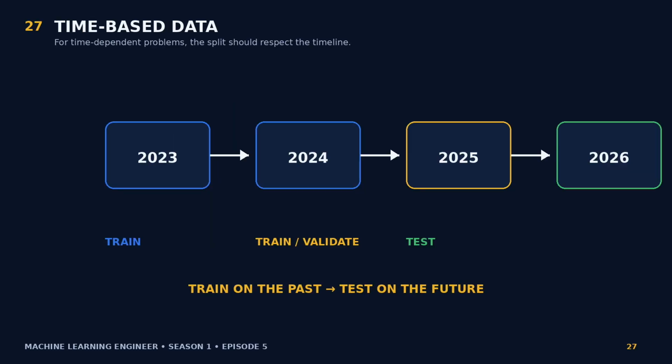But here is an important point: we don't always randomly split data. For time dependent problems, random splitting can accidentally allow future information to influence training. For example, if we are predicting future sales, we might train on older data and validate and test on later periods. The splitting strategy must reflect how predictions will actually be made.